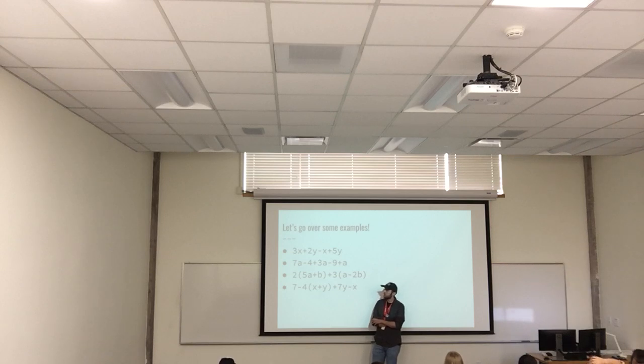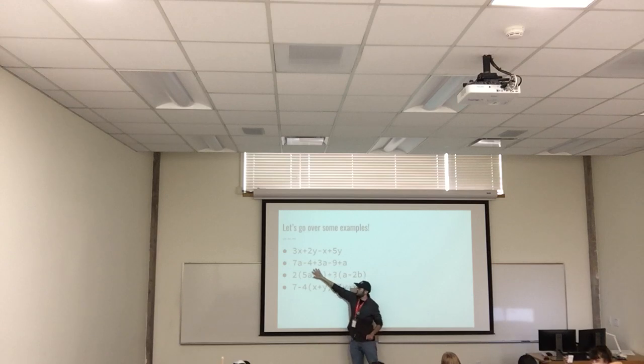So 2x plus 7y. You got it. That's its simplified form. Does that make sense to everybody? Awesome. How about the second one?